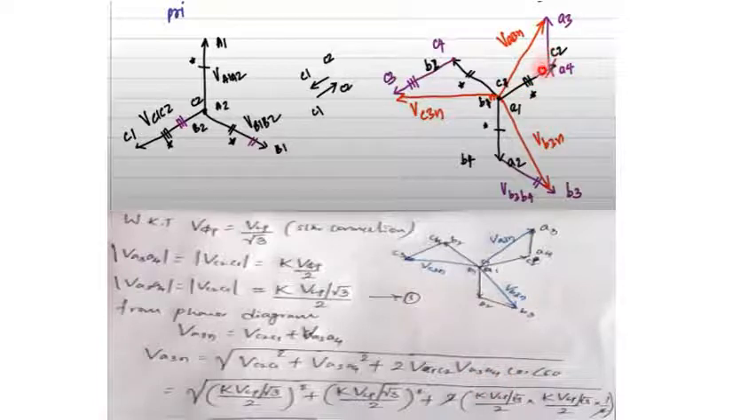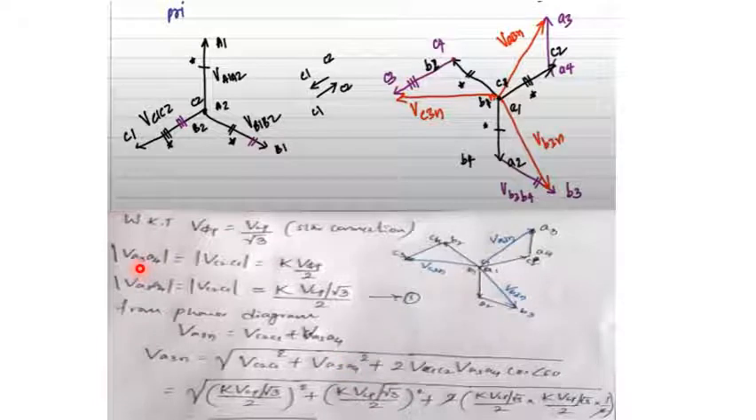What is the angle here? That is the A3A4 phasor and the C1C2 phasor, and it makes what angle? How much angle? 60 degrees. So cos of 60 is to be considered here. Now substitute the values of VC2C1 and VA3A4.